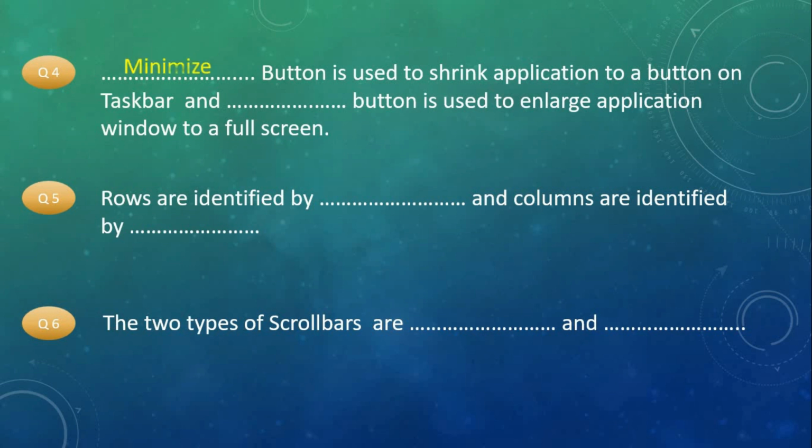The answers for these: minimize button is used to shrink application to a button on taskbar and maximize button is used to enlarge application window to a full screen. Rows are identified by numbers and columns are identified by labels. The two types of scroll bars are vertical and horizontal.